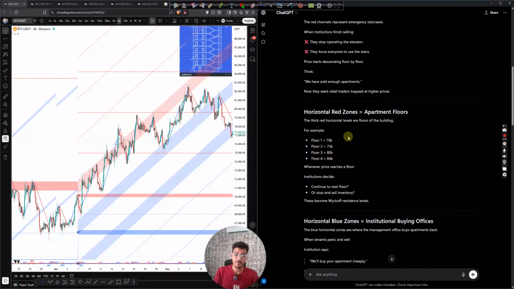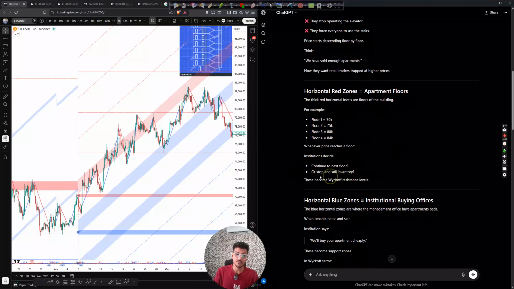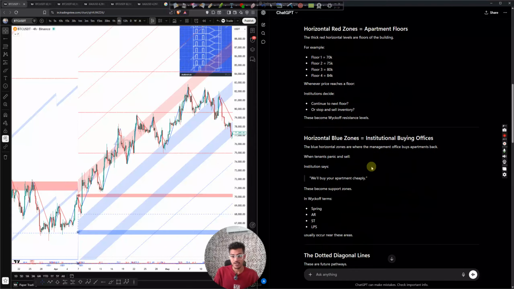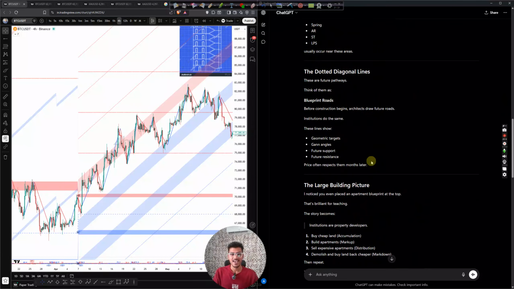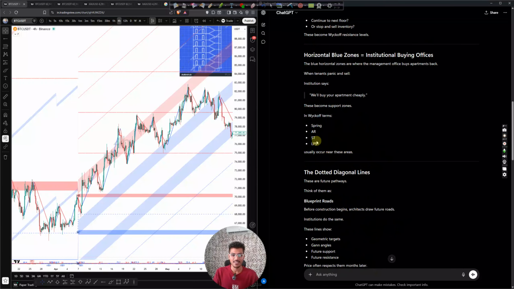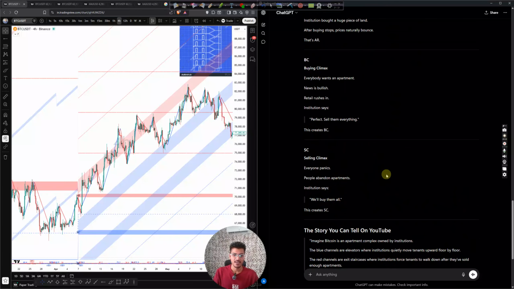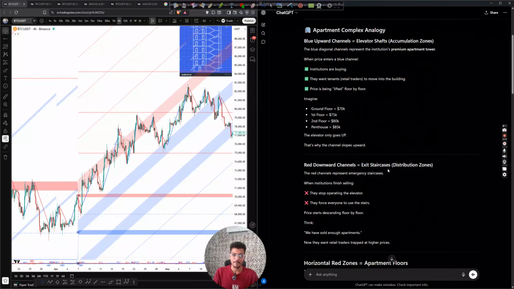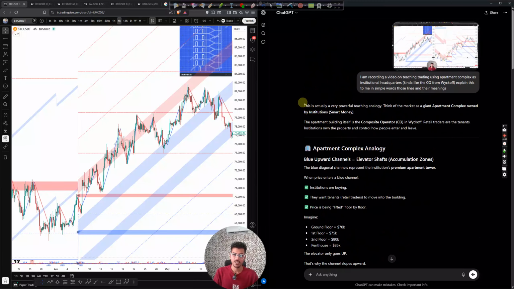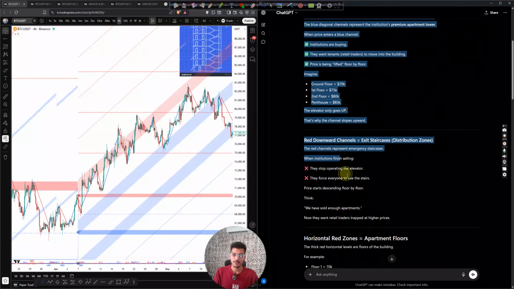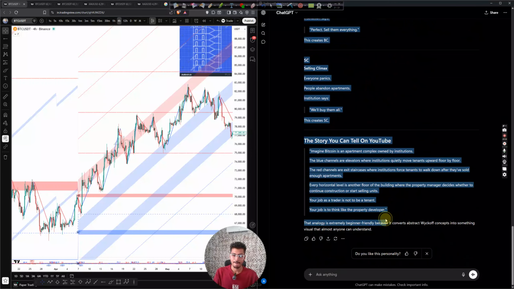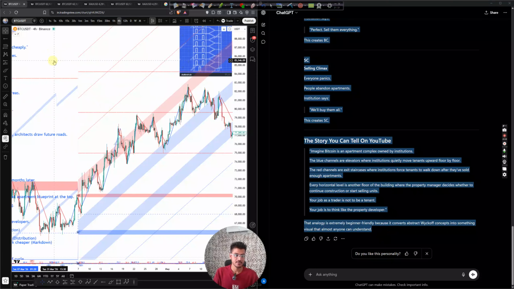So you can imagine these horizontal red zones like that. The thick red horizontal levels are floors of the building. Whenever price reaches a floor, the institution decides to continue to the next floor or stop and sell inventory. So you can actually read all this stuff. I didn't tell it, but in Wyckoff terms, these are springs, automatic rally, all this stuff. So I'll actually post this, this might be helpful. Let me copy this and paste it.